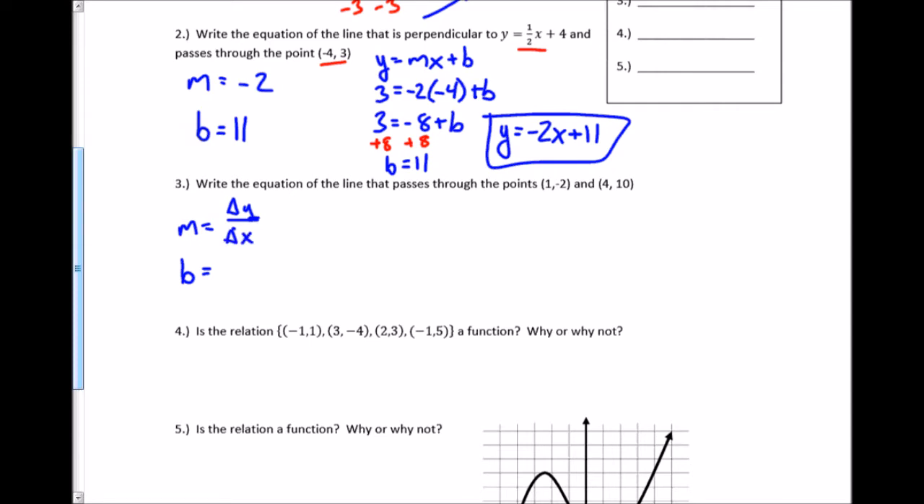My y value was a negative 2. Now it's a positive 10. It's gone up 12. So I put a positive 12 down. My x value was a 1. Now it's a 4. It's gone up 3. So my slope is 4.